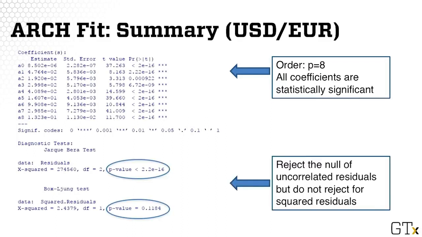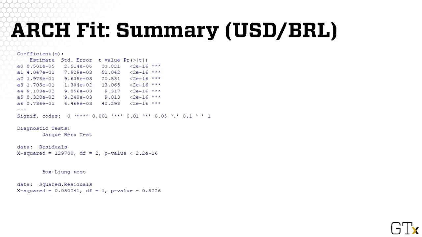The tests in the second part of the output are for serial correlation in the residuals and the squared residuals. According to this test, we reject the null hypothesis of uncorrelated residuals, but we do not reject the null hypothesis of uncorrelated squared residuals. This is the output of the summary fit for the ARCH model applied to the ARMA residuals for the Brazilian real.